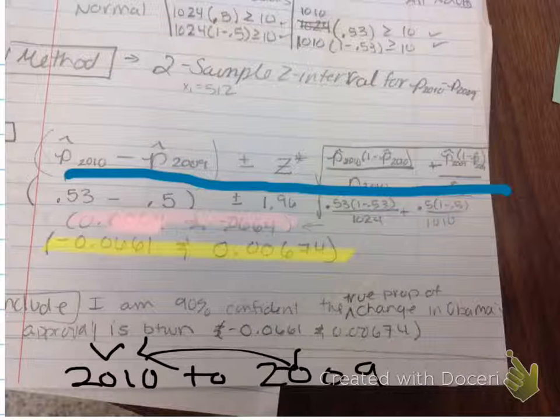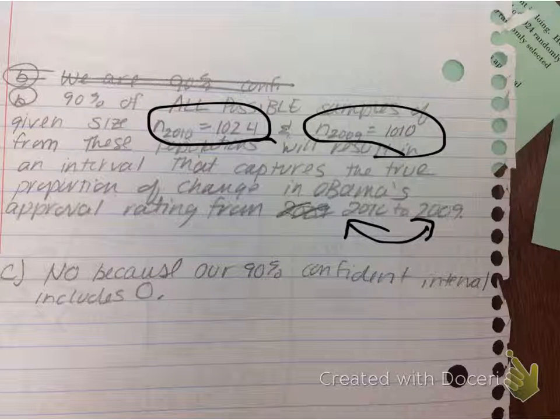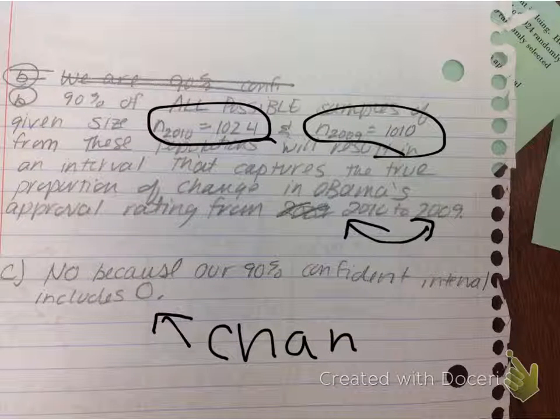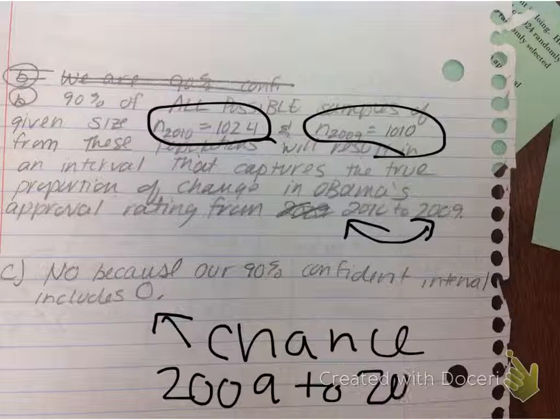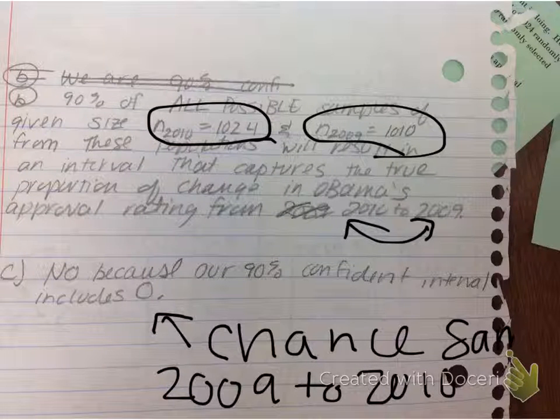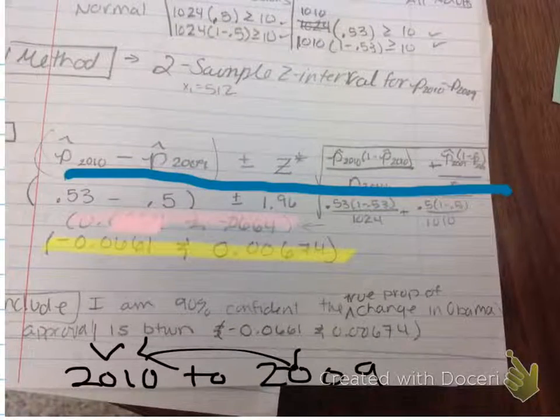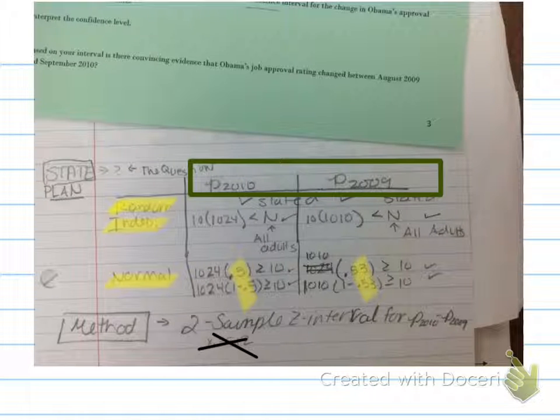Okay, forgive me. And then it asks, does your interval give you convincing evidence that Obama's job approval rating changed from August of 2009 and September of 2010? No, because our 90% confidence interval includes 0. That 0 means there is a chance that the difference from 2009 to 2010 is the same. There, I got the year right there. Again, forgive me, this is scratch work, so I'm just kind of going through, analyzing what I did and what I should have done better if I was expecting you guys to do it on the test.